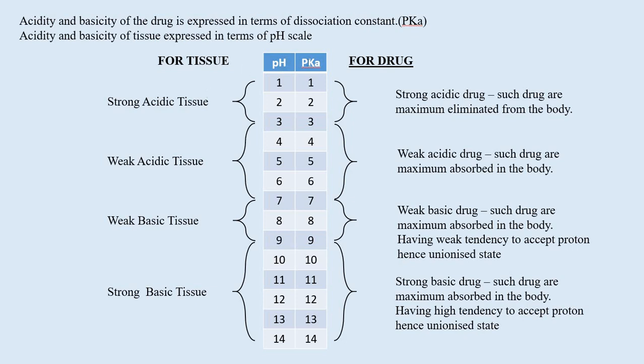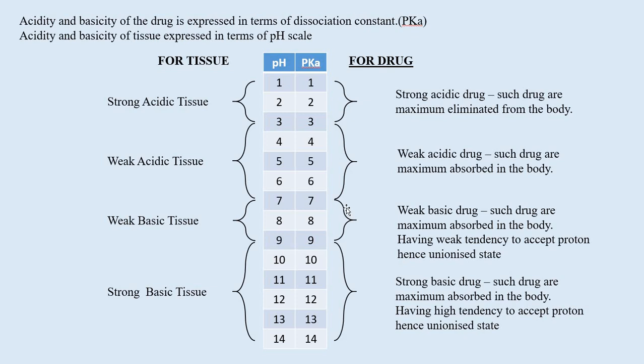So this scale divides drugs into four categories, and this scale divides tissues into four categories. For the pH scale, it divides tissue into strong acidic tissue, weak acidic tissue, weak basic tissue, and strong basic tissue. In the case of the pKa scale, meaning the dissociation constant scale, it divides drugs into strong acidic drug, weak acidic drug, weak basic drug, and strong basic drug.